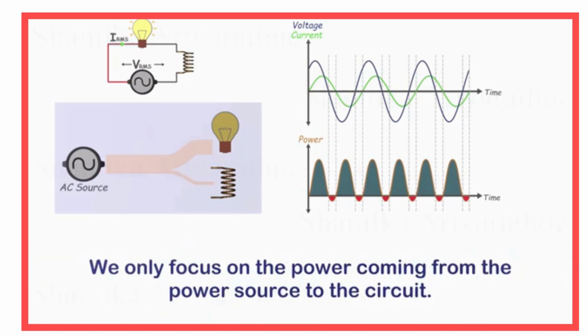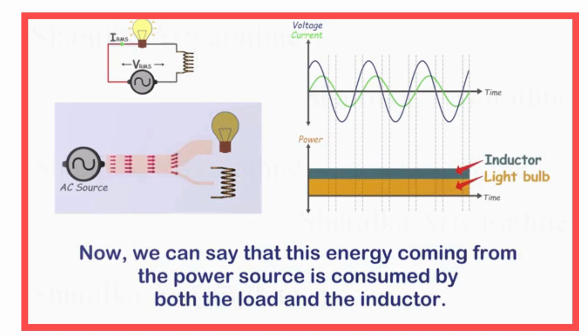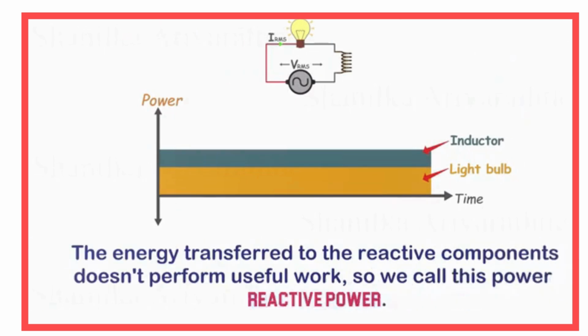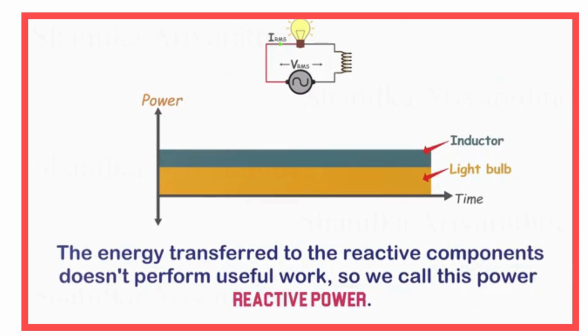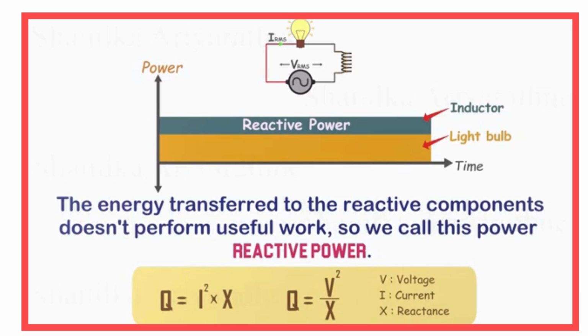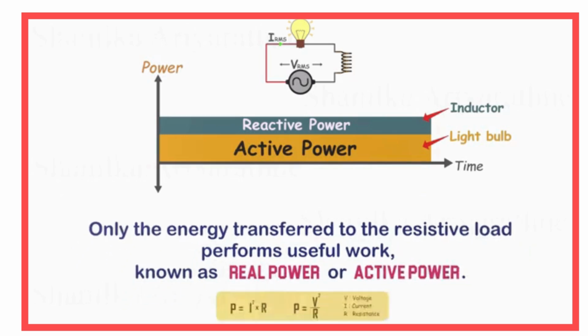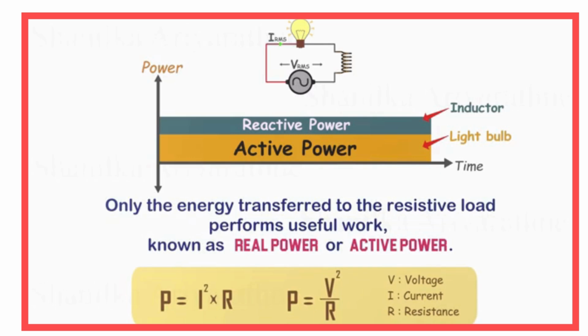We will only focus on the power coming from the power source to the circuit, disregarding the negative power flow. Now, it appears that the energy from the power source is consumed by both the load and the inductor. This can be illustrated in the power graph like this. By averaging these values, we can illustrate the energy distribution. The energy transferred to the reactive components doesn't perform useful work, so we refer to this power as reactive power. We can calculate the reactive power of a circuit if we know the reactance, voltage, or current. Only the energy transferred to the resistive load performs useful work, known as real power or active power. We can calculate the active power of a circuit if we know the resistance, voltage, or current.